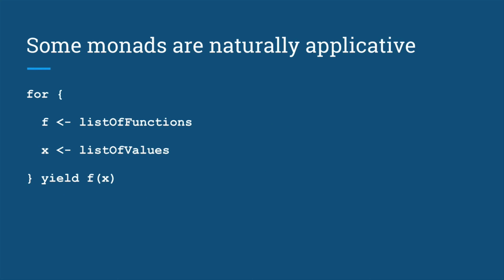Well, some monads are naturally applicative, like list, because you can zip. Like here, we have a bunch of functions and a bunch of whatever values, and we yield f of x. So we don't have to guess. List. Actually, if you look closer, there is not a unique way to turn a monad applicative. For lists here, we'll have all possible combinations of functions f and values x, right?